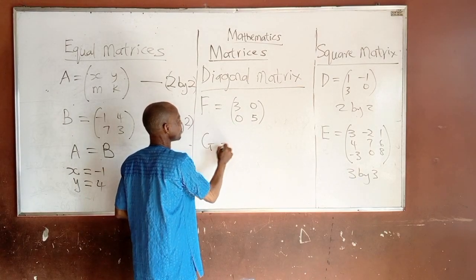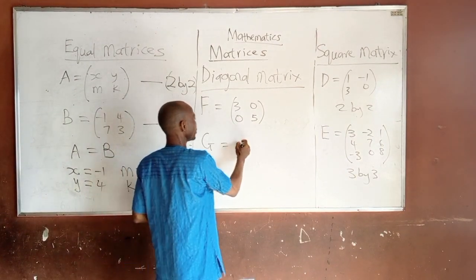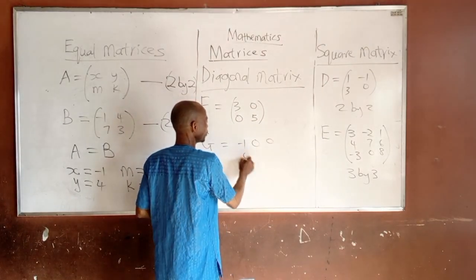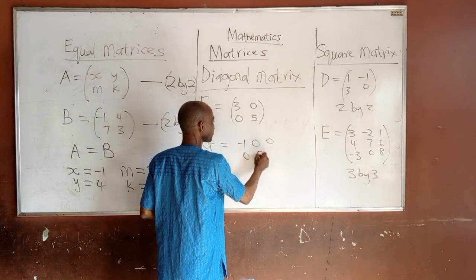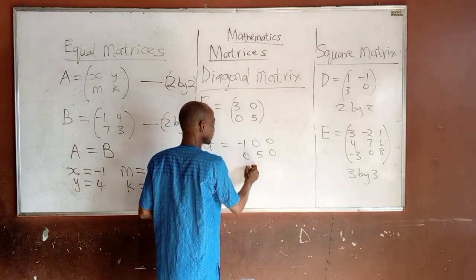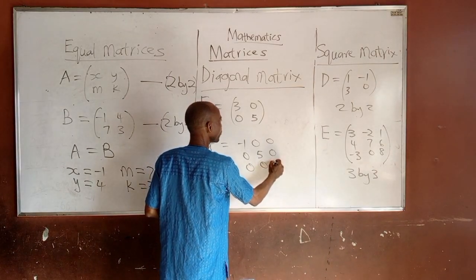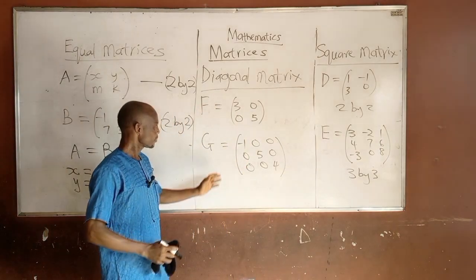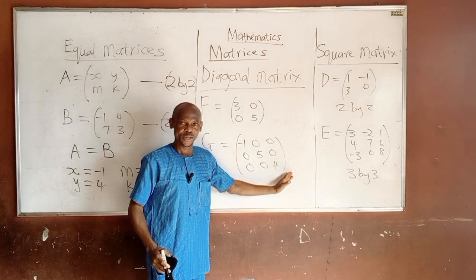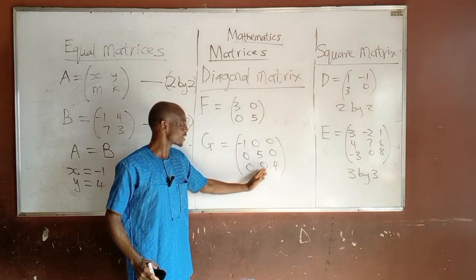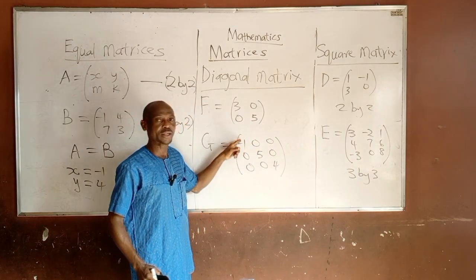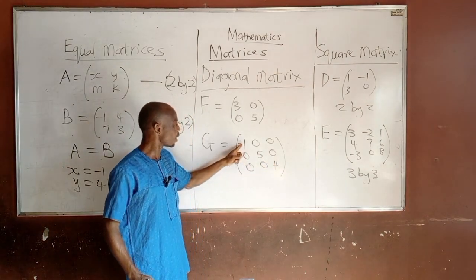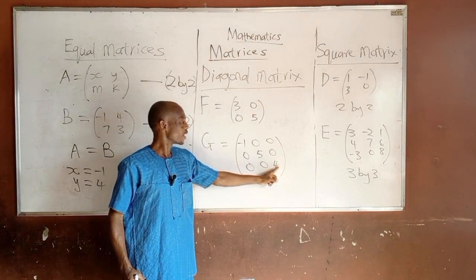Let me take another example. If I have -1, 0, 0, 0, 5, 0, and 0, 0, 4. This is also a diagonal matrix because all the other elements, apart from the main diagonal, are 0, apart from the main diagonal, -1, 5, and 4.